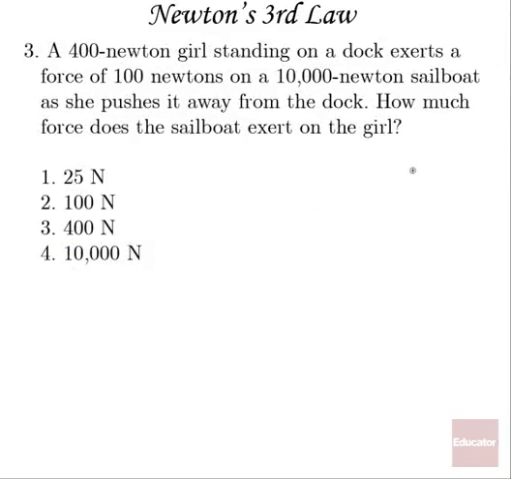Number three, a 400 Newton girl, so that's the weight of the girl, standing on a dock exerts a force of 100 newtons, so the girl is exerting a force of 100 newtons on a 10,000 Newton sailboat. That's the weight of the sailboat as she pushes it away from the dock. How much force does the sailboat exert on the girl? Well, that's going to be equal and opposite to the force that the girl exerts on the sailboat. That is 100 newtons, so this also must be 100 newtons. Don't let the weight of the girl or the weight of the sailboat throw you off. It's all about reading these questions carefully.